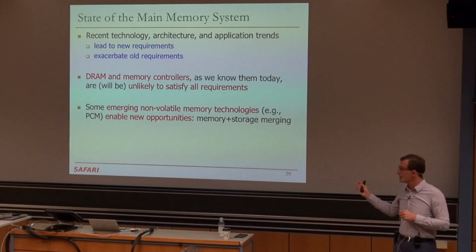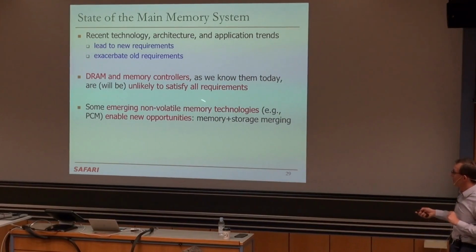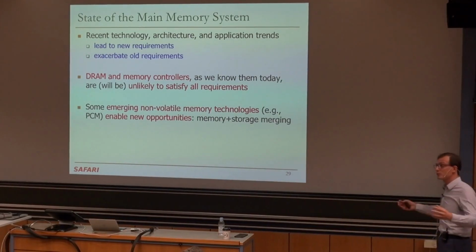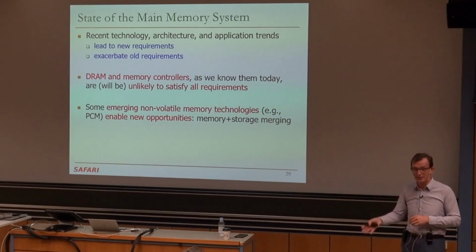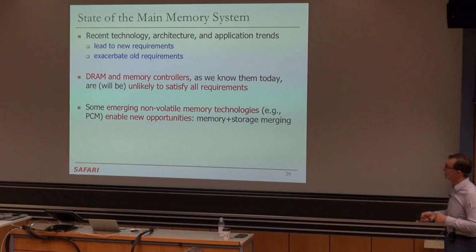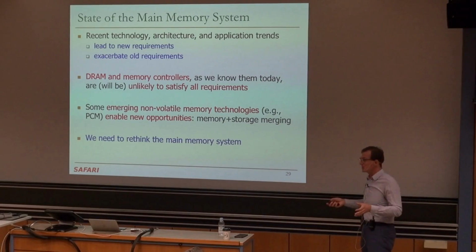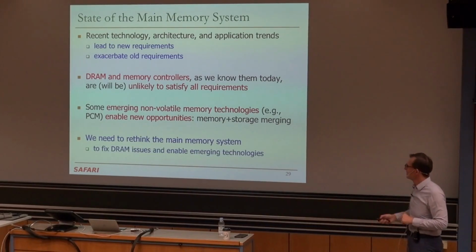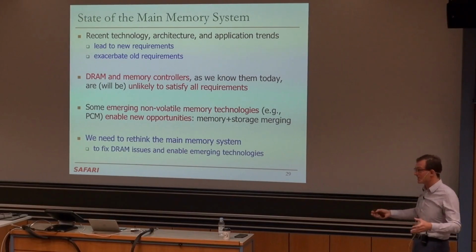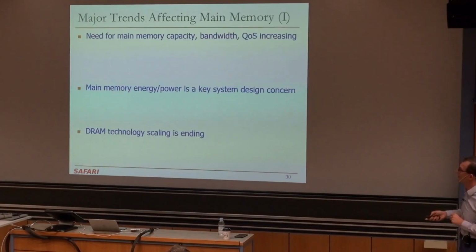And there are also some emerging memory technologies, like phase change memory, which we briefly discussed, that happen to be non-volatile, that enable some new opportunities, like manipulating persistent data directly inside the memory by merging the memory and the storage system. So given this, we need to rethink the entire main memory system and the systems we're designing around it to fix the issues we're having with memory technology and enable emerging technologies, while satisfying all those requirements. So let's talk about some of these requirements first.